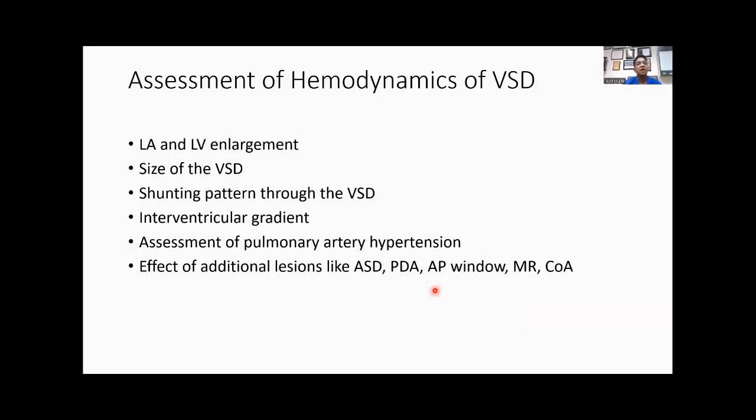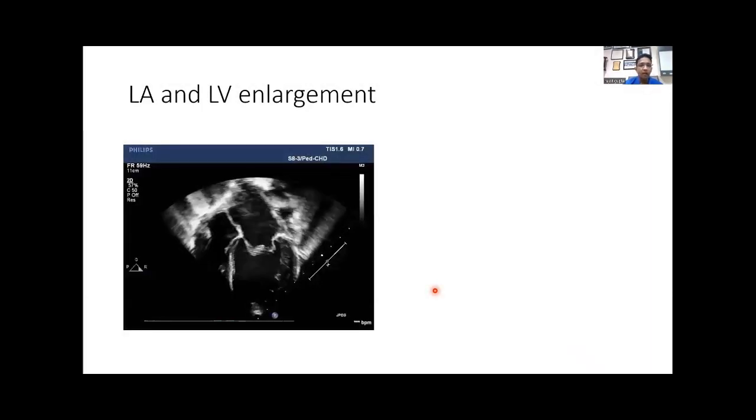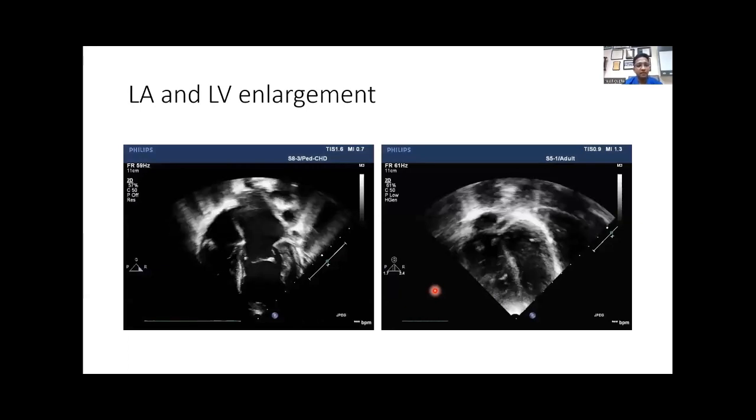Now coming to assessment of hemodynamics of ventricular septal defect, I will be discussing left atrial and left ventricular enlargement, size of the VSD, shunting pattern through the VSD, how to assess the pulmonary artery pressures through the VSD, and effect of additional lesion. Left atrial and left ventricular enlargement.